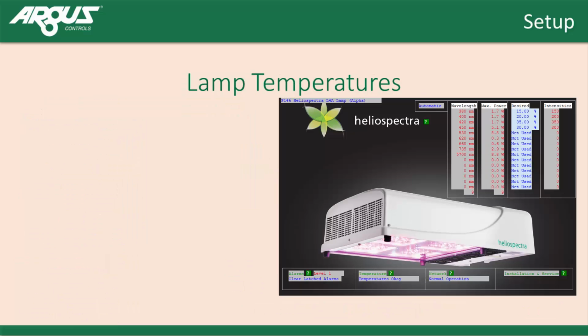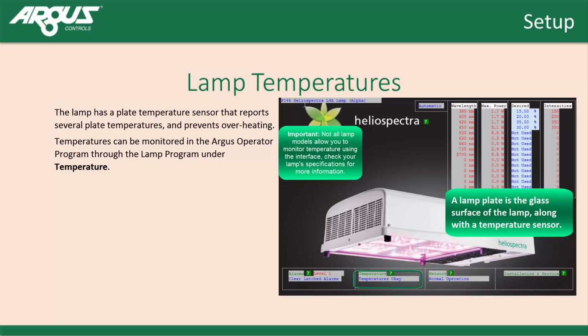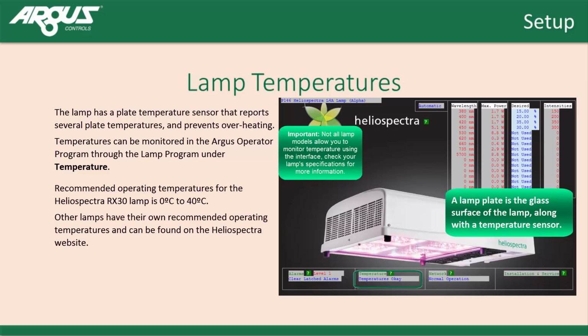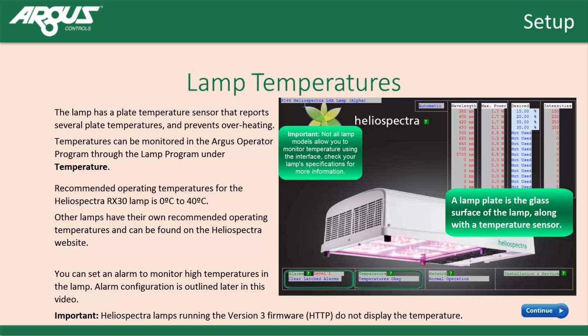LAMP temperatures. The LAMP has a plate temperature sensor that reports several plate temperatures and prevents overheating. Temperatures can be monitored in the Argus operator program through the LAMP program under Temperature. Recommended operating temperatures for the Heliospectra RX30 lamp is 0 degrees Celsius to 40 degrees Celsius. Other lamps have their own recommended operating temperatures and can be found on the Heliospectra website. You can set an alarm to monitor high temperatures in the lamp. Alarm configuration is outlined later in this video. If you're unfamiliar with any of these terms, contact your IT department for the correct settings to input here. It's important to note that Heliospectra lamps running the version 3 firmware do not display temperature.